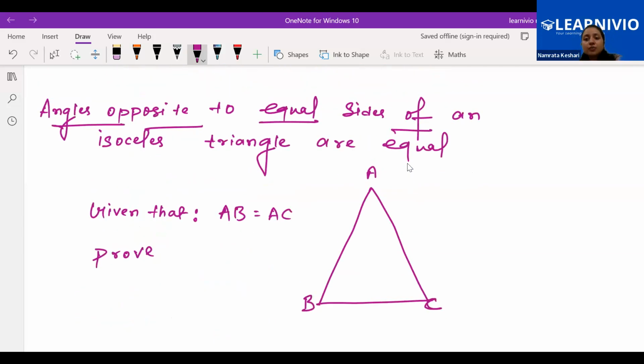AB and AC are equal, given over here, and we want to prove over here that angle ABC is equal to angle ACB. Why? Because it is just opposite. This side's opposite angle is this, and this side's opposite angle is this. So basically these two angles we have to prove same. Okay, let's try doing it.